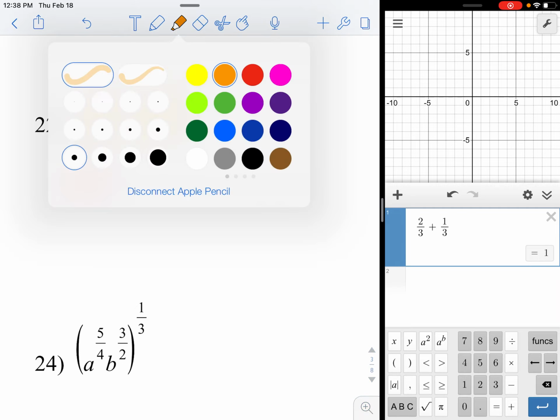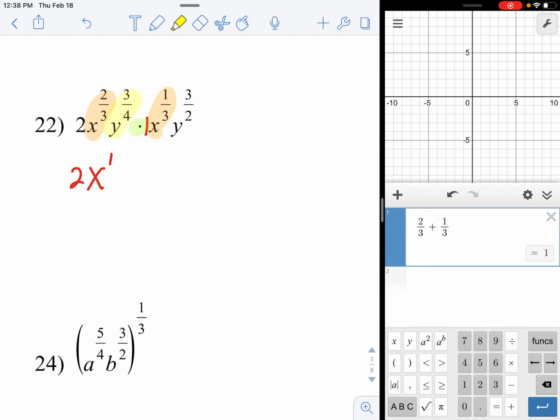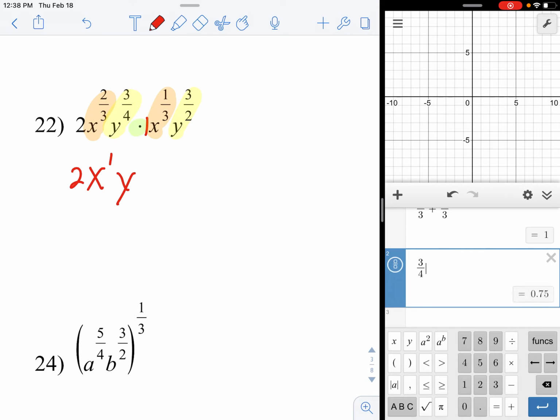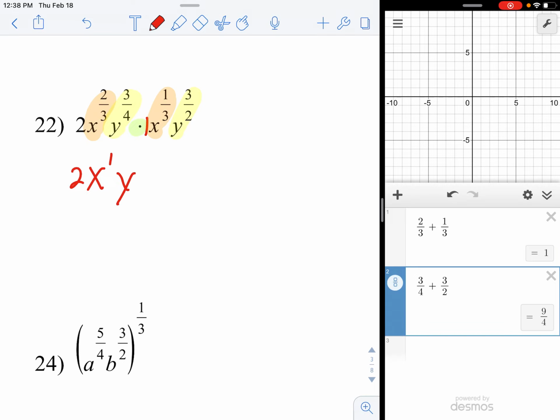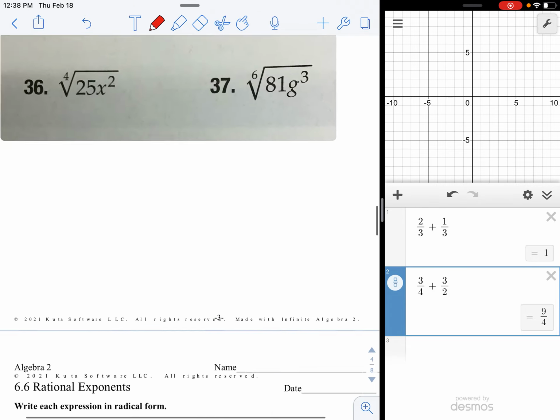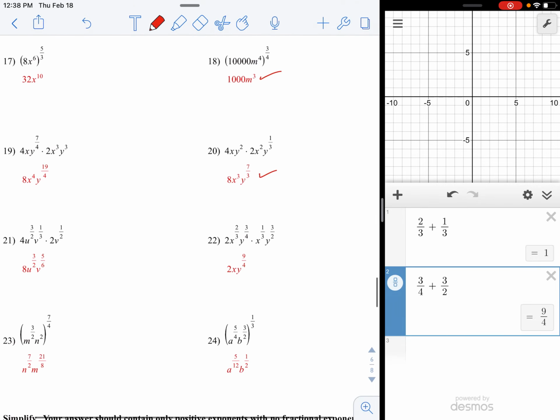And then I need to get my y's together. Y to the 3/4, y to the 3/2. I need to add 3/4 plus 3/2. 2.25, let me hit that button. 9/4. So there's our answer. Actually, it'll probably just be 2x y to the 9/4, because a 1 power is not something you typically write down.